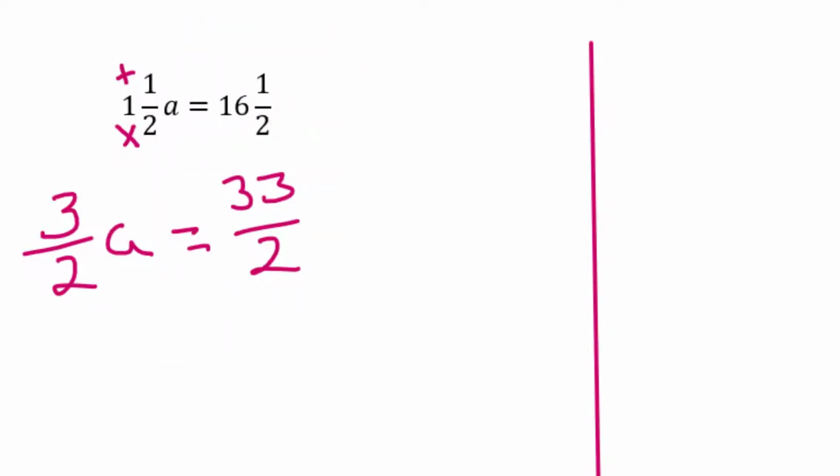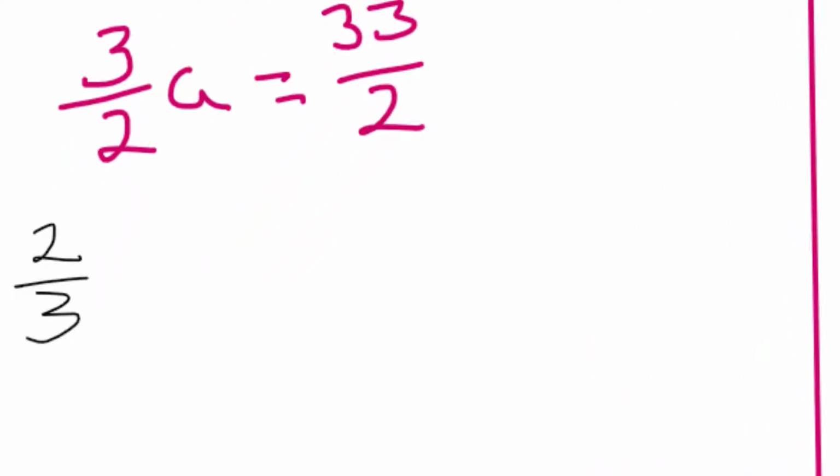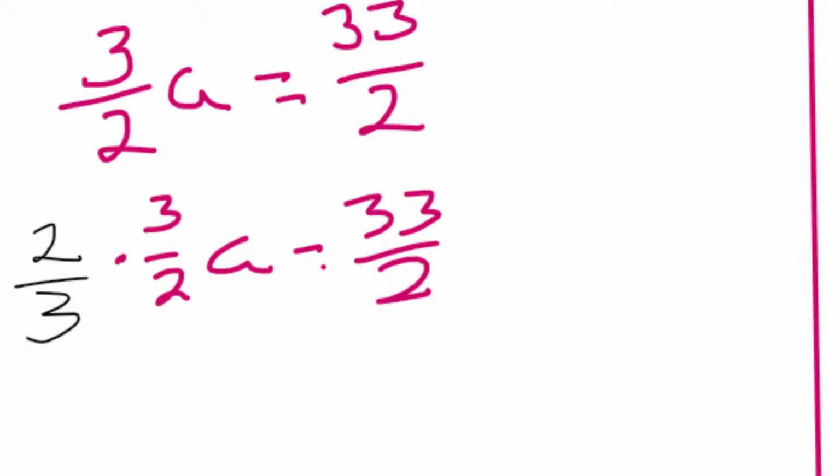So 2 over 3 times 3 over 2 times a equals 33 over 2, times whatever I use on this side, 2/3. So I do this side, 2/3. Great. Now all I have to do is simplify it from here on.